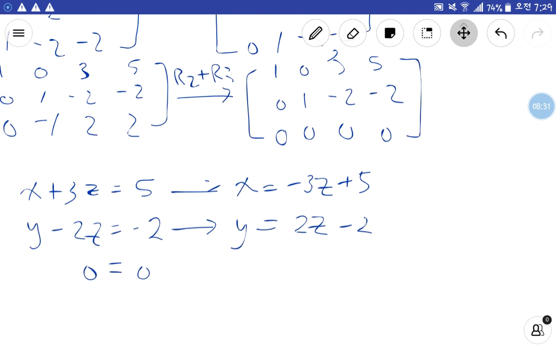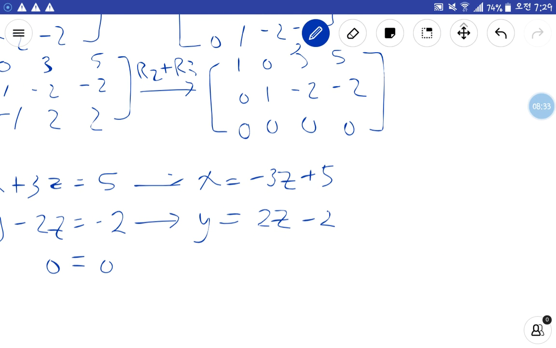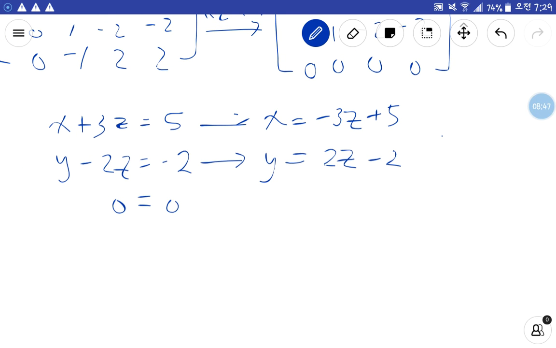So, you can see that this case will have infinitely many solutions. So how do we interpret this answer? That's going to be the one thing. So in this case, we are going to use the ordered triples. Instead of putting just x, you're going to use this expression, negative 3z plus 5. That's going to be my x. 2z minus 2 would be my y.